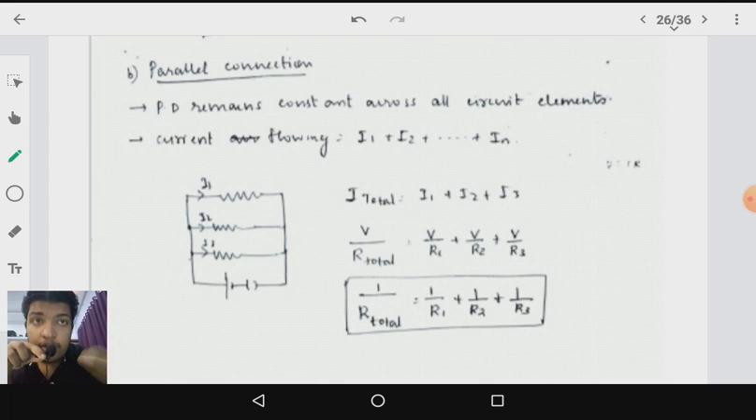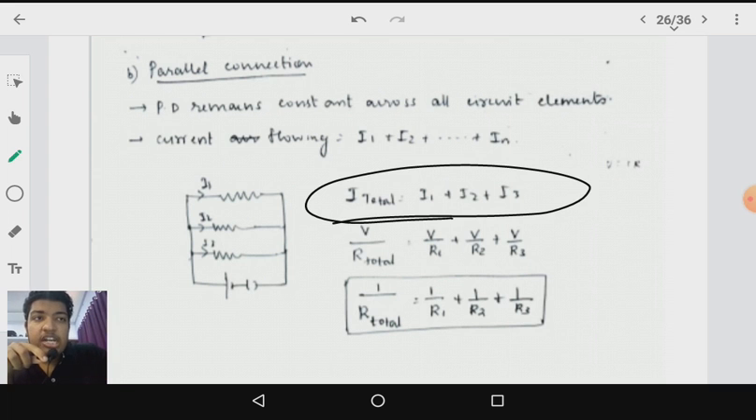Now coming to parallel combination, here the potential difference remains the same and the current that is flowing through the circuit is the net sum of the current through each of the individual resistors. So I total is equal to I1 plus I2 plus I3 plus etc. So I is equal to V by R. So V by R total is equal to V by R1 plus V by R2 plus etc.